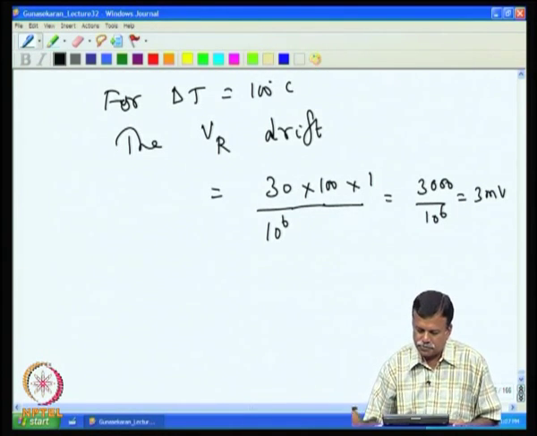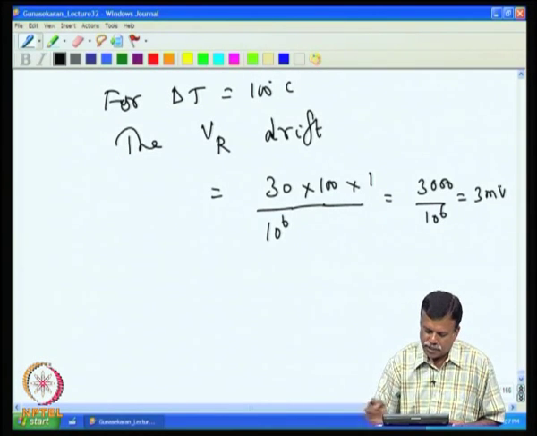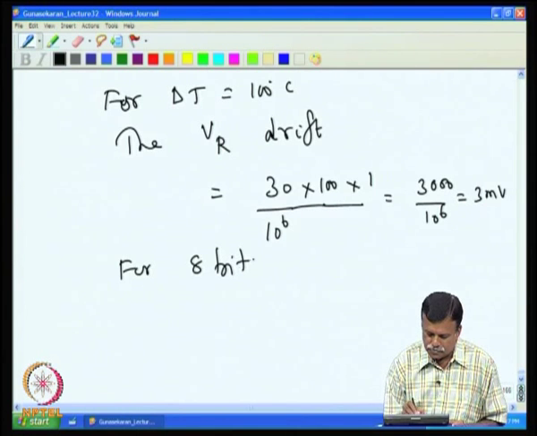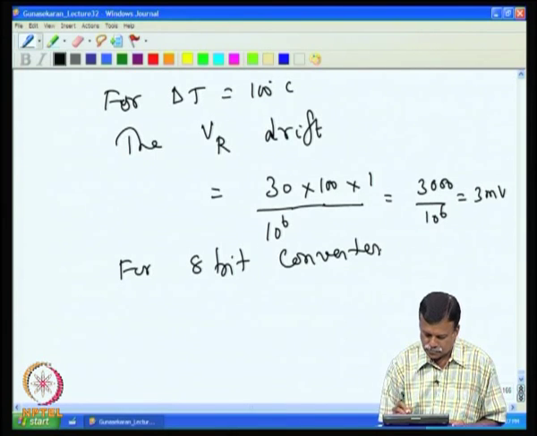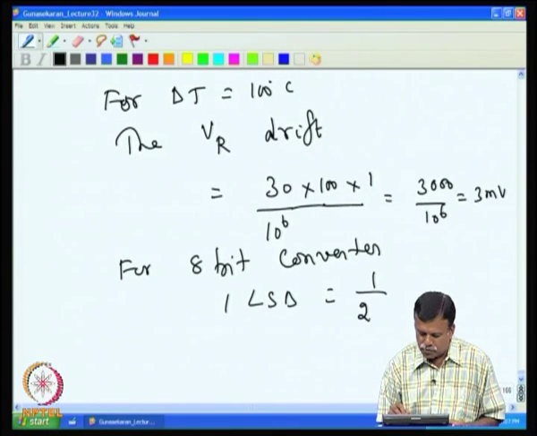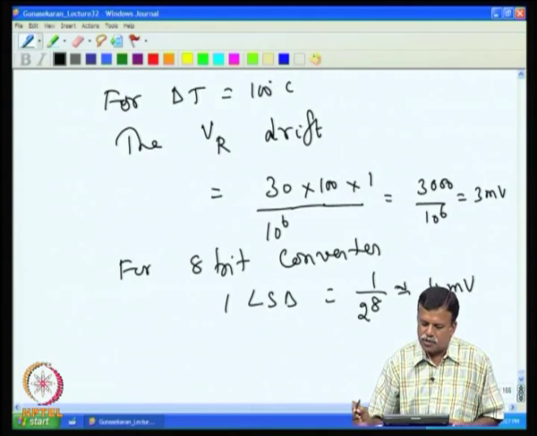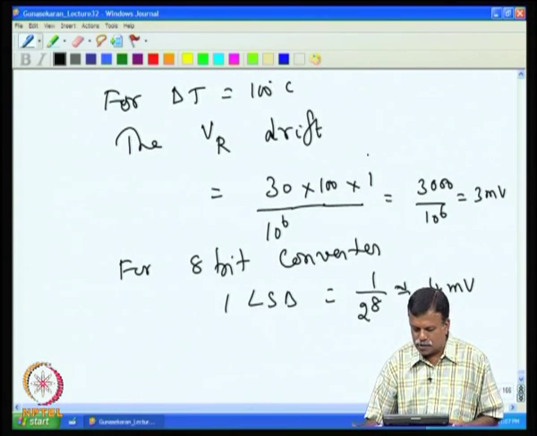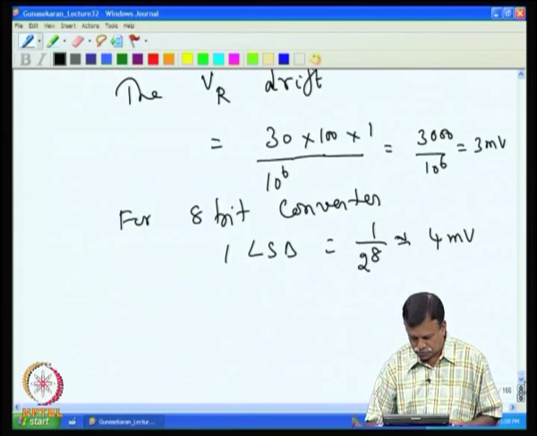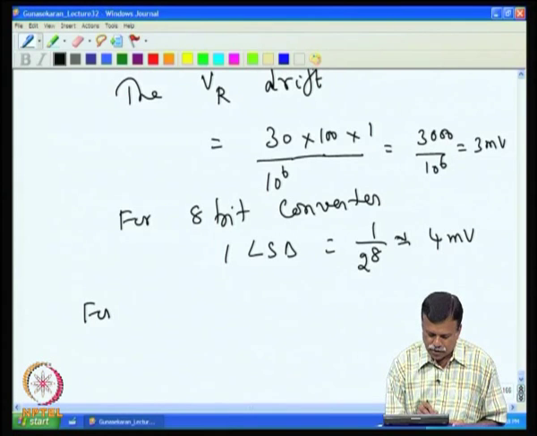So, if it is an 8-bit converter, for an 8-bit converter 1 LSB would be 1 volt divided by 2 power 8, which will be nearly equal to 4 millivolt. So, this reference drift is coming to less than 1 LSB.